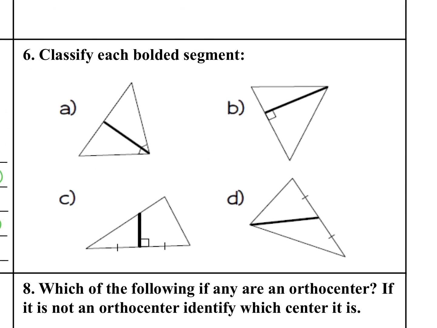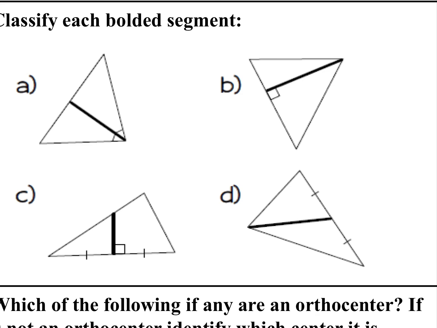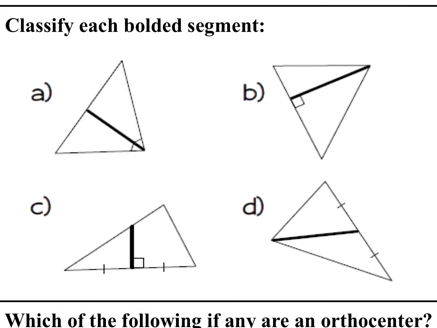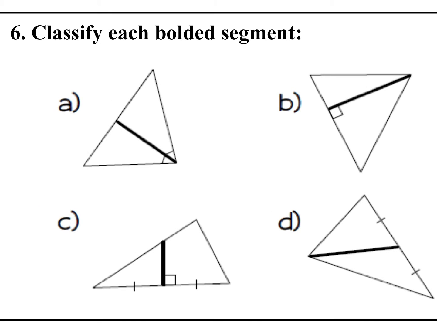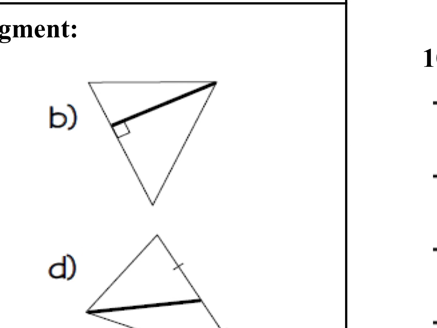All right, let's classify each bolded segment here. For A, since we have 2 congruent angles, this is an angle bisector. Next one. Since we have a segment from the vertex straight down to the opposite side that creates a 90-degree angle, this is an altitude.